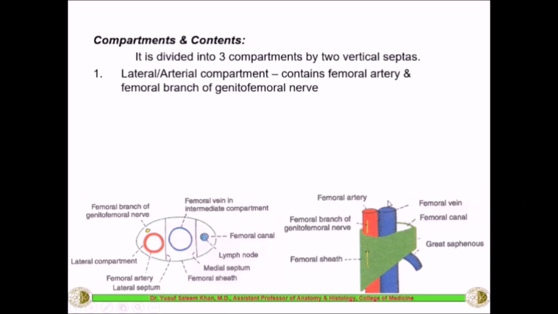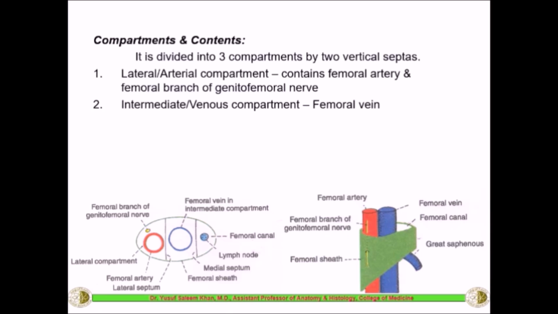Here also you can see the same structures. Here is the femoral artery. Along with the femoral artery, there is also a nerve called the femoral branch of the genitofemoral nerve. So this is the nerve which you are seeing, the femoral branch of the genitofemoral nerve. Here also you can see the cross section, the femoral artery, along with that the femoral branch of the genitofemoral nerve. So this is in the lateral compartment.